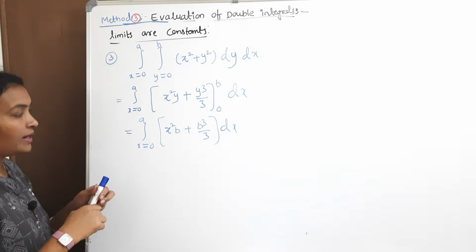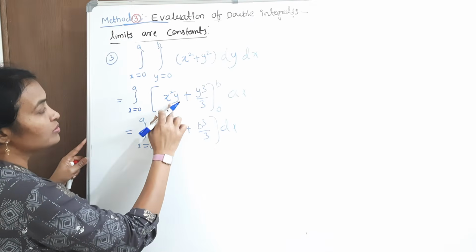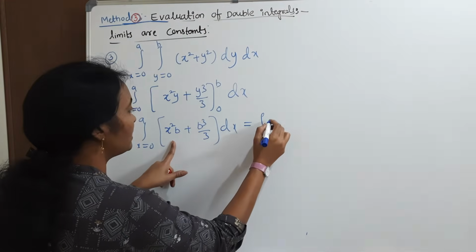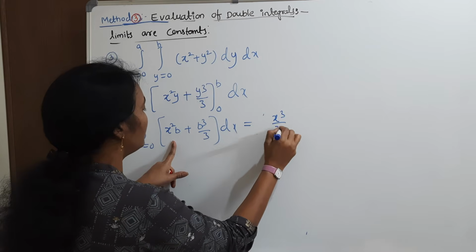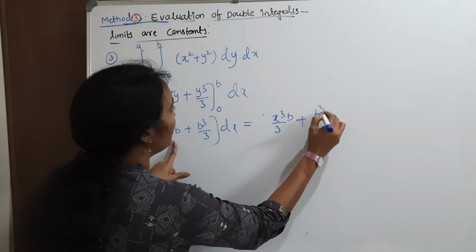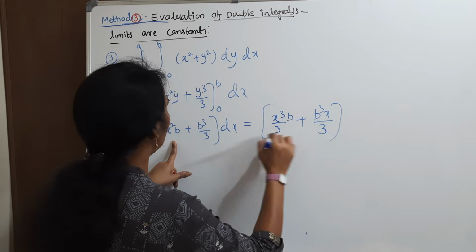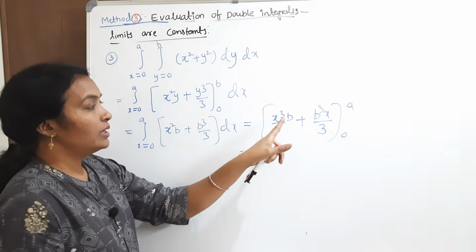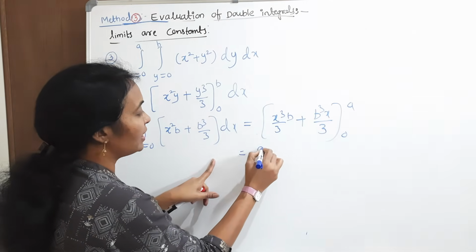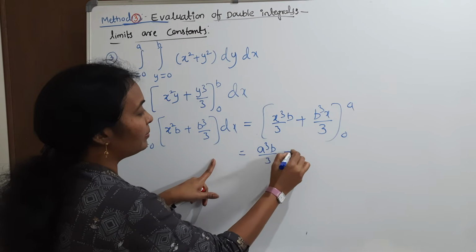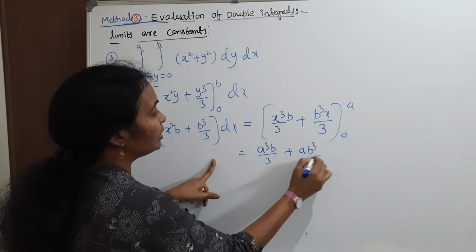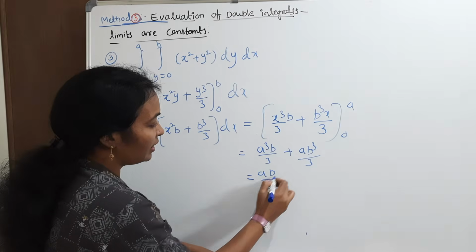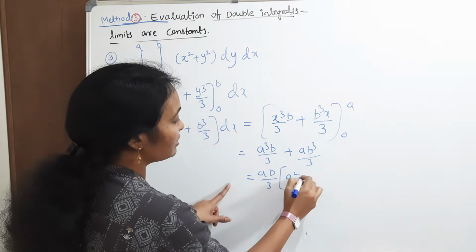Now minus of lower limit, this is 0, this becomes 0. What do I do, with respect to x integration, x cube by 3 into b plus b cube x. Why? Because this is a constant. Now this is 0 to a limits. In the place of x substitute a, means a cube b by 3 plus a b cube by 3. Finally a b by 3 is common, then what is the remaining? A square plus b square.